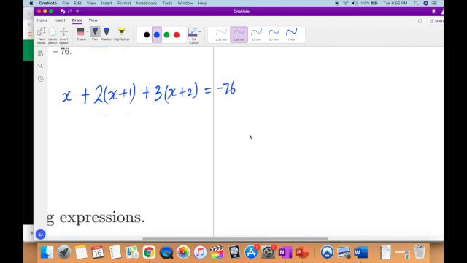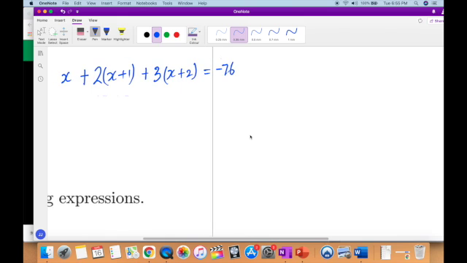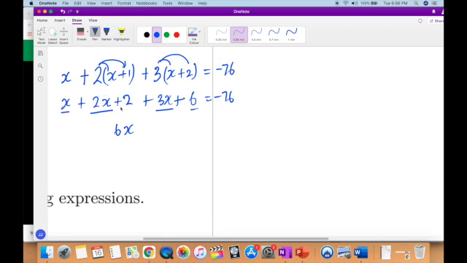So let's just expand everything out, right? So we'll get x plus 2x plus 1, 2x plus 2, plus 3x plus 3 twos are 6, is equal to negative 76. Let me add all of my x's. So x plus 2x plus 3x. 3 and 2 is 5 and 1 is 6. That is 6x. And then 6 plus 2 is 8. And that is negative 76.